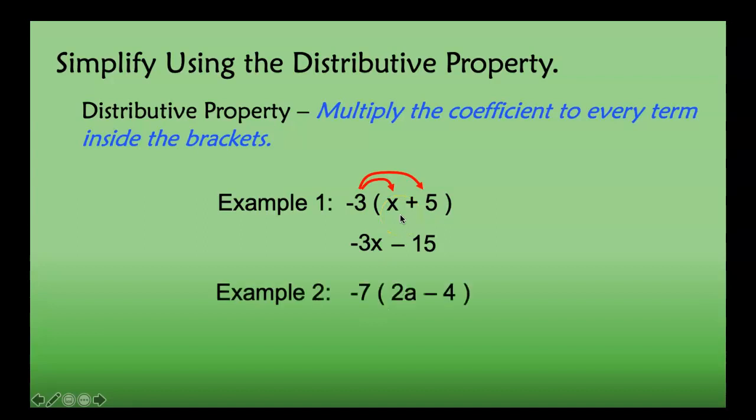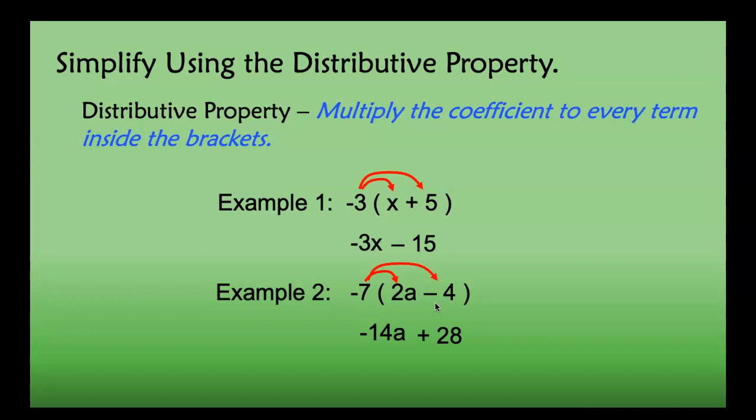Another example. What if you have a negative coefficient and you are going to multiply it to the terms inside? So let's do it. You don't have to wait for me. If you know how to, you can try it on your own and just match your answers to mine. So negative 7 multiplied to 2a is negative 14a, and then negative 7 multiplied to a negative number is positive, so that will become positive 28 or plus 28.